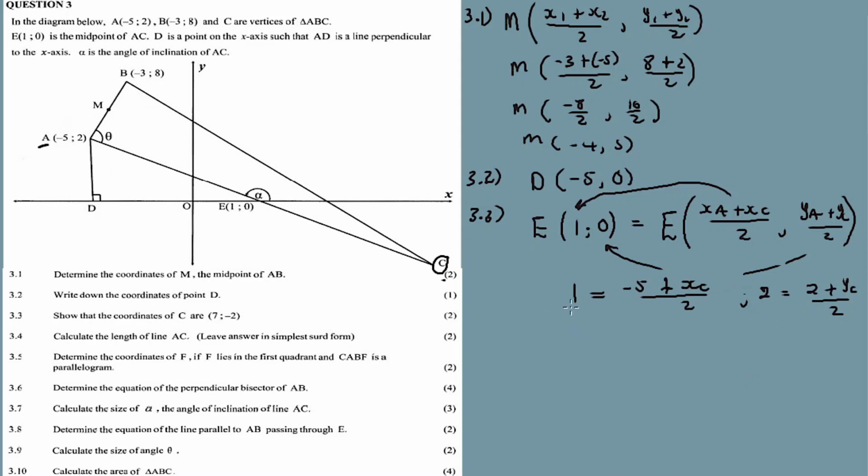Cross multiply: 1 times 2 is 2, and that is equal to minus 5 plus XC. Alright, we are still on 2 times 2, which is 4.